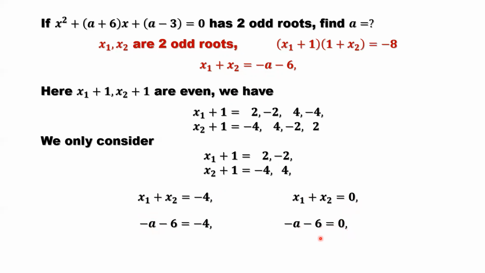Solve the two equations. First one, move negative a to the right-hand side, it is positive a. Move this to the left-hand side, that's positive 4. Positive 4 minus 6 is negative 2. So a equals negative 2. For this side, move a to the right-hand side, you will see a equals negative 6. We got two answers for a. A equals negative 2 or negative 6.